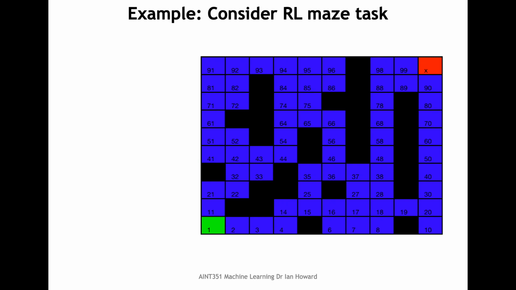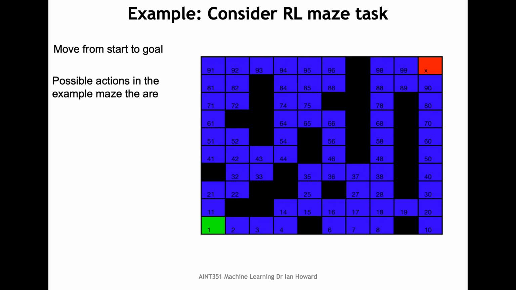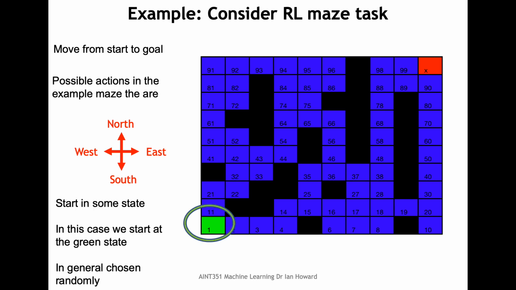Now let's consider a reinforcement learning maze task. The goal in this task is to move from the start to the goal. So we're in some start state. In this case, we're going to consider it as this green block here. We've marked it in. We see that we've got possible actions that we can take in principle, but they will depend also on what state we're in.